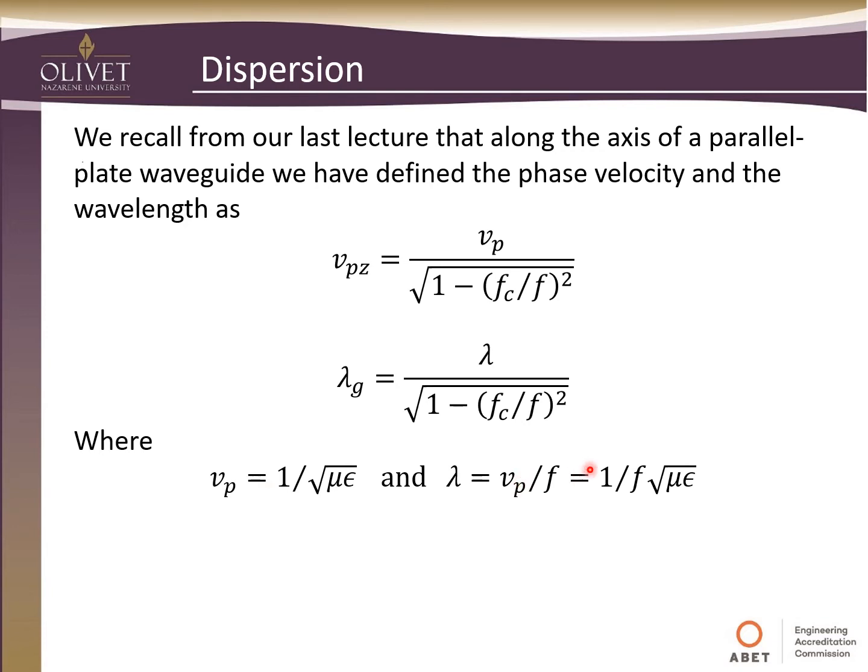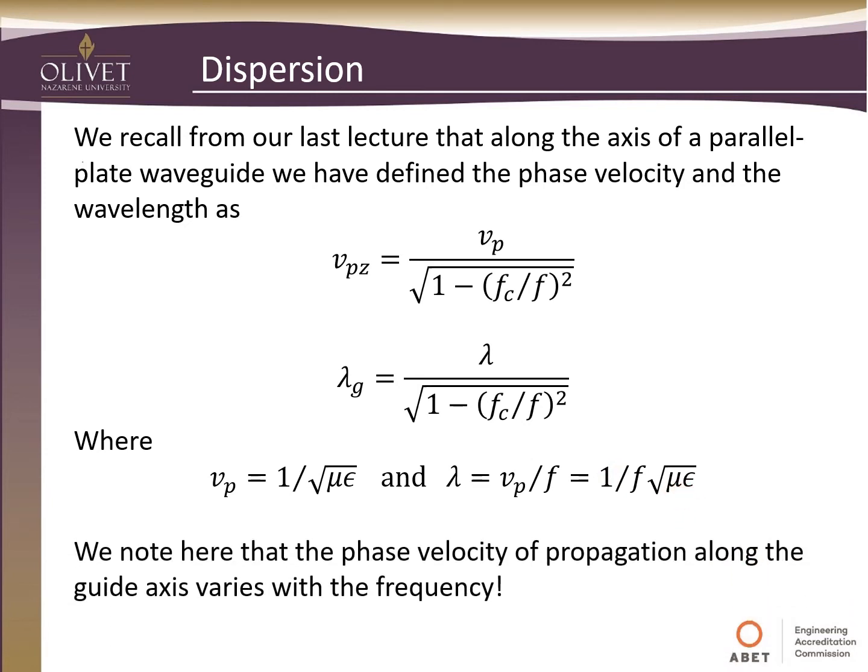And if we substitute back in, we see that it's just 1 over the frequency times the square root of the permeability and permittivity. We note here then that this phase velocity of propagation along the guide axis is a function of frequency. This is a big deal. So what your frequency is going to determine what your phase velocity is.